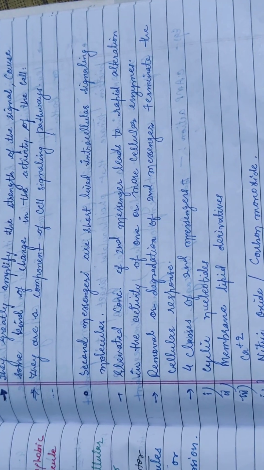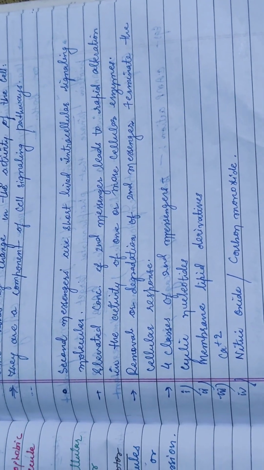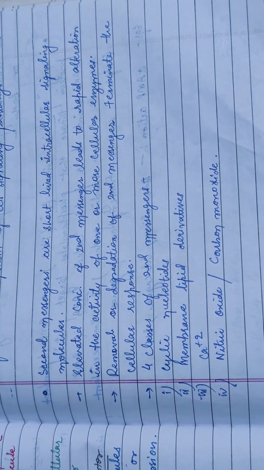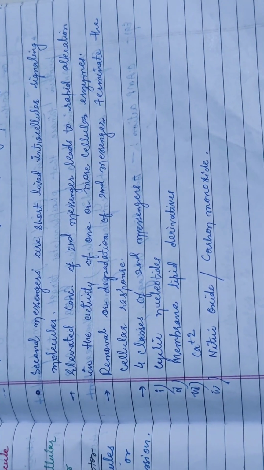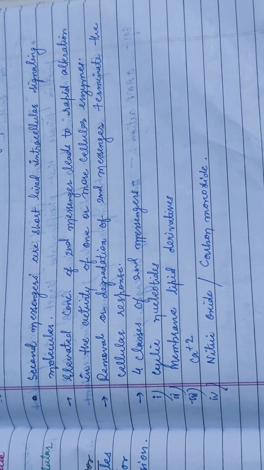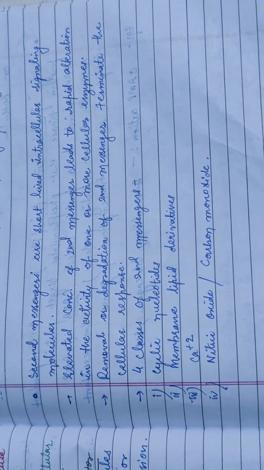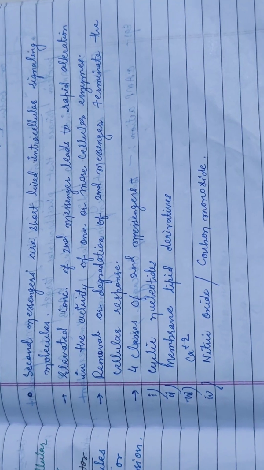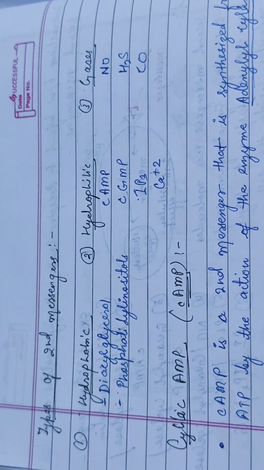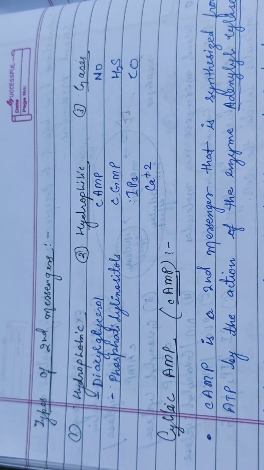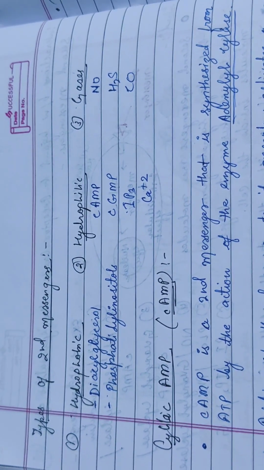Second messengers are short-lived intracellular signaling molecules. Elevated concentration of secondary messenger leads to rapid alteration in the activity of one or more cellular enzymes. There are four classes of secondary messenger: cyclic nucleotides, membrane lipid derivatives, calcium, and nitric oxide or carbon monoxide. Types of secondary messenger may be hydrophobic, hydrophilic, or gases.